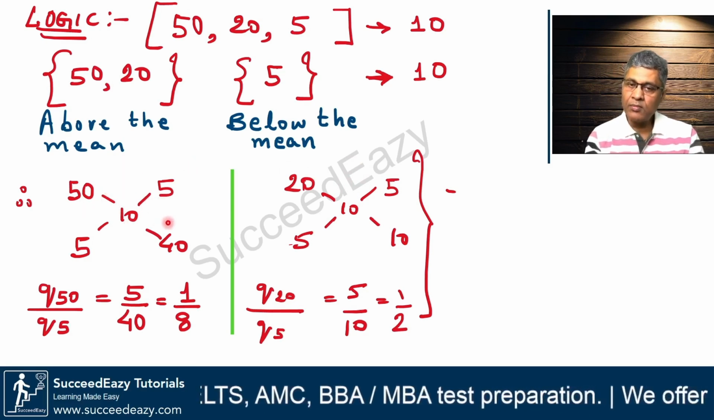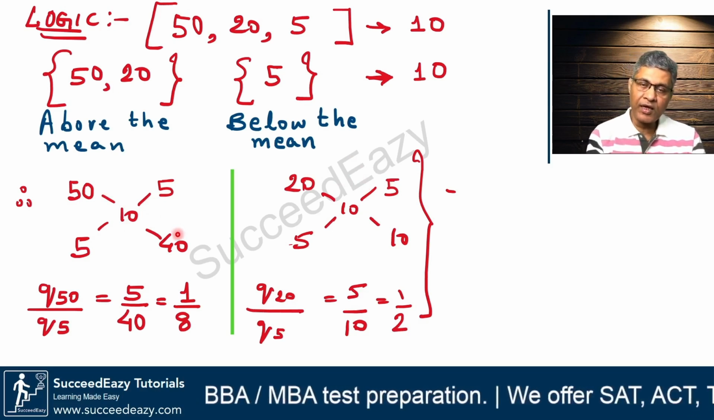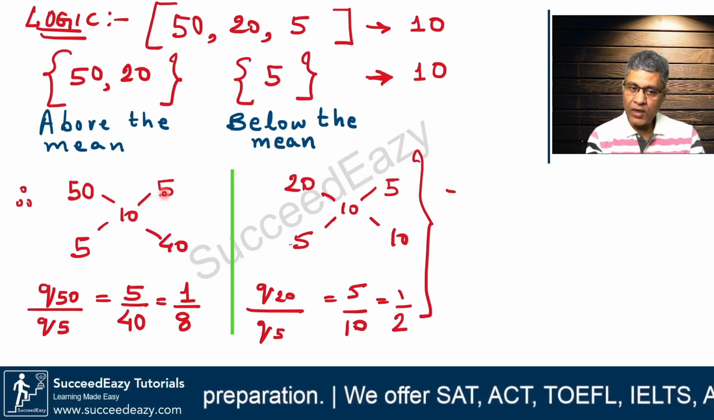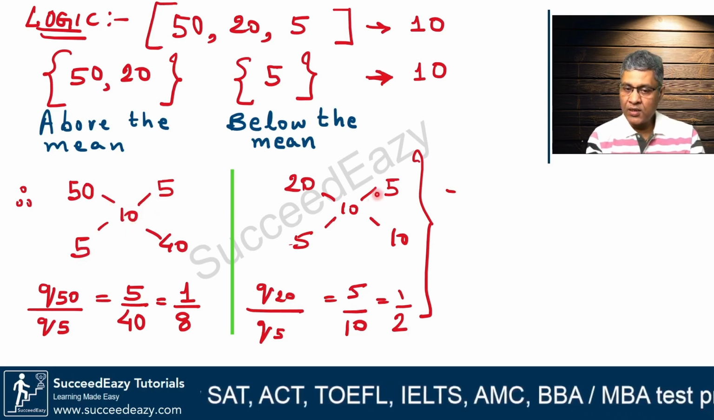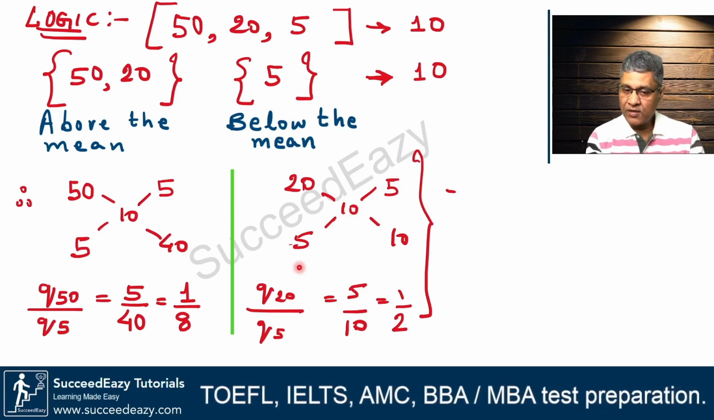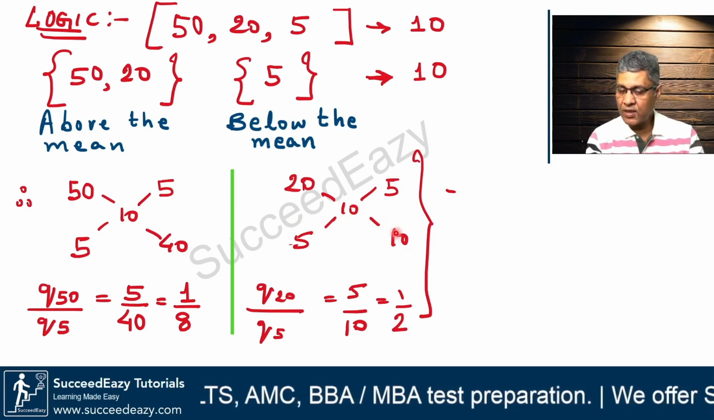So using the method of alligation that we learned in the prior video on the topic, you know that the difference is 10 minus 5 is 5, 50 minus 10 is 40. Here the difference is 10 minus 5 is 5 and 20 minus 10 is 10. This is how you get 10.